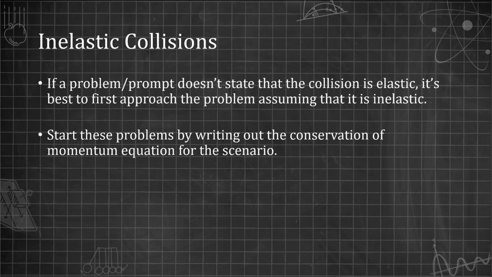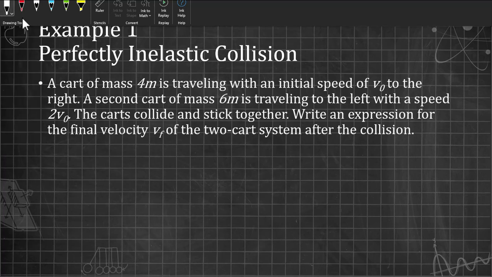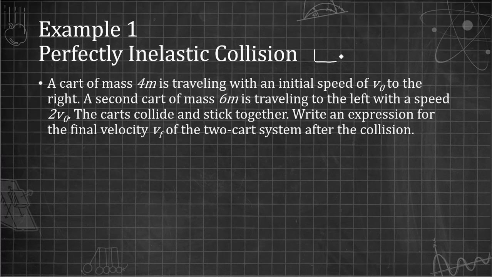So we're going to start this problem, or any problem where we have a collision, by writing out the conservation of momentum equation for the scenario. We'll take a look at a couple of examples here. Our first example is going to be a perfectly inelastic collision. This is where two objects collide and they stick.